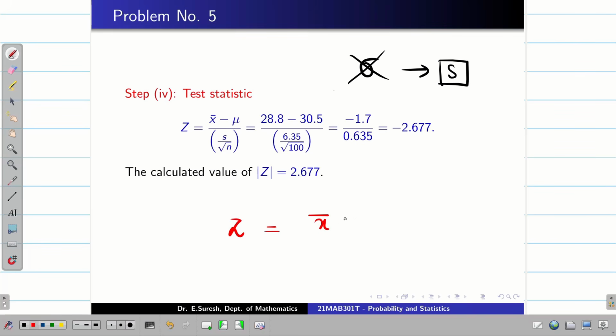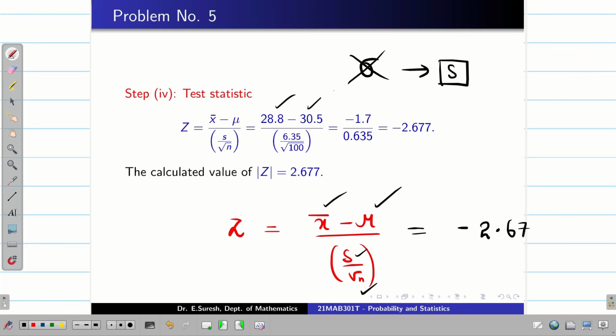Next, step 4, since sigma, that is the standard deviation of the population, is not given, our Z formula will change: Z is equal to x bar minus mu divided by s by root n. From the previous slide, we know all the values: x bar, mu, standard deviation of the sample s, n, etc. Substituting these values and using your calculator, find the value. The value is minus 2.677. It is not necessary to write every simplified step. Write the formula, substitute the values, and you can write the answer directly using your calculator.